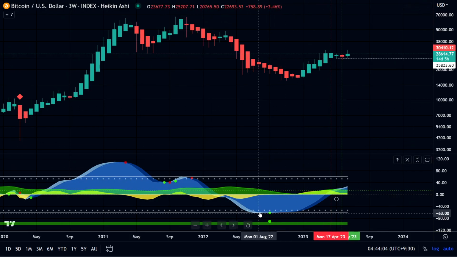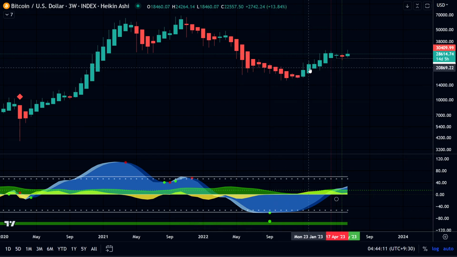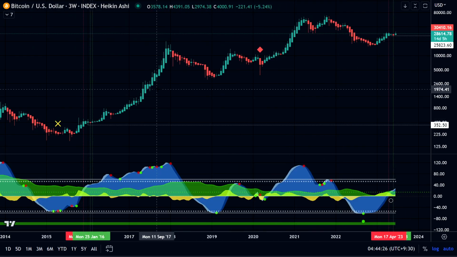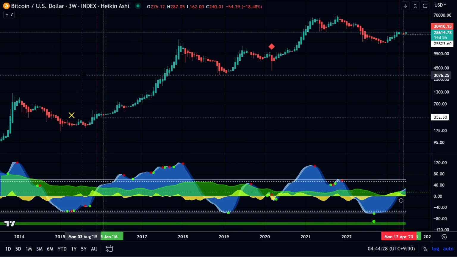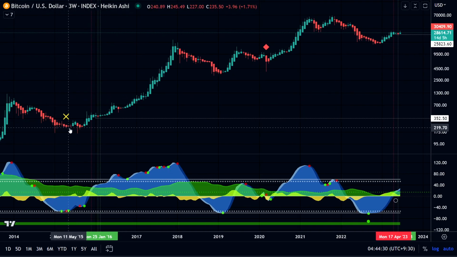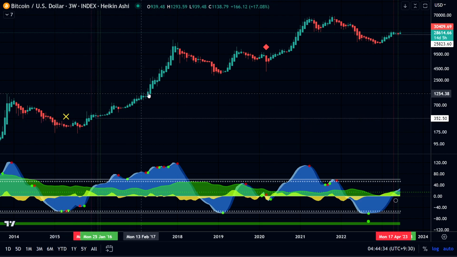And the 3-week has been moving up here ever since the green dot in September of last year. We did, of course, go slightly lower, but it did show the momentum was turning. We don't have any red dots at all, and it does look quite similar to the previous cycle we've been looking at, the 2014 bear market here, coming out of that bear market, 2016, 2017.